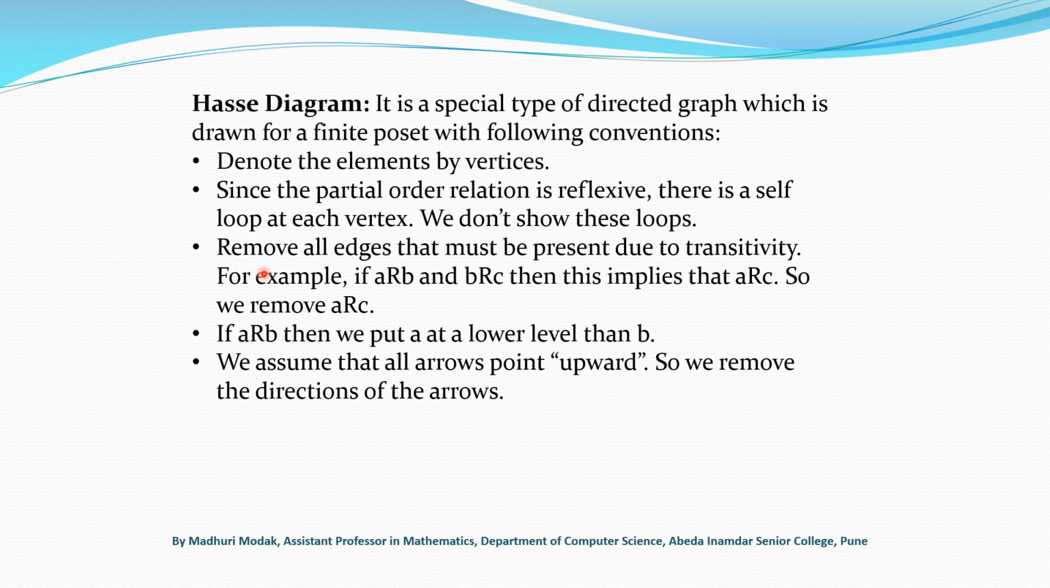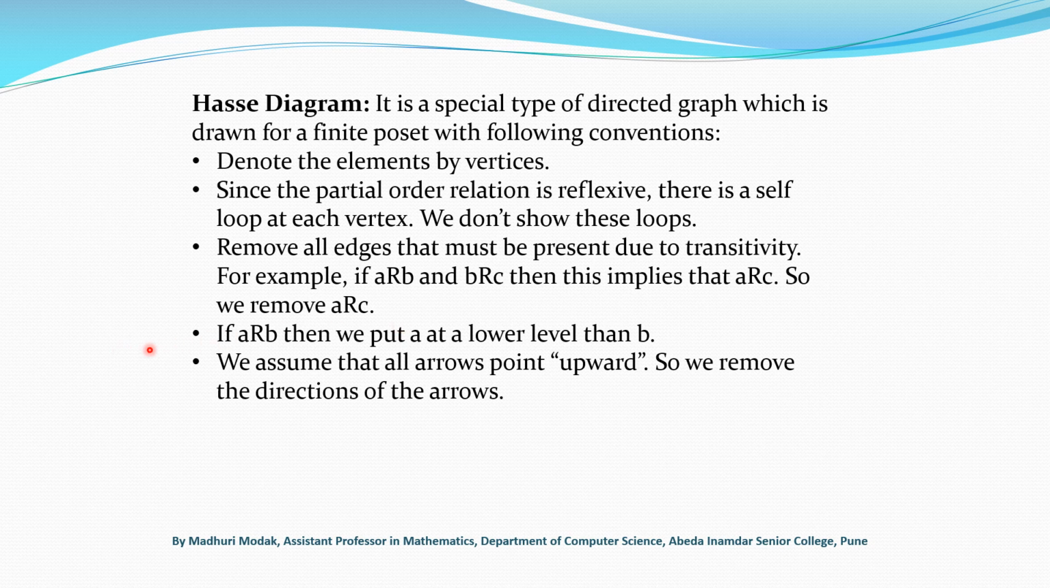Then remove all edges that must be present due to transitivity. For example, if A is related to B and B is related to C, then this implies that A is related to C. So we remove (A, C). That means by joining AB and BC, it follows that A is related to C. So it is not necessary to draw a line segment from A to C separately.